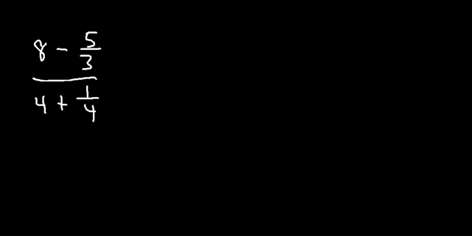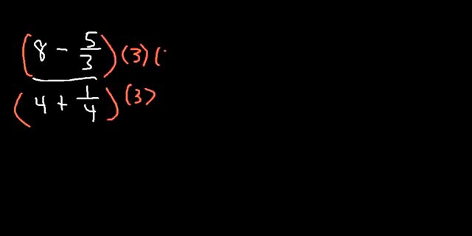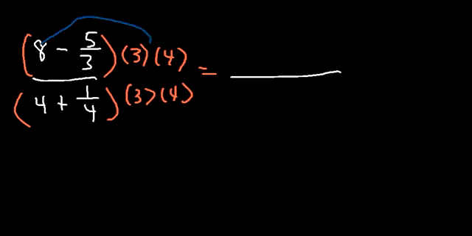Try another one. Feel free to pause the video and try to simplify this example. So let's multiply top and bottom by 3 and by 4. So 12 times 8, that's equal to 96. And then 12 times 5/3.